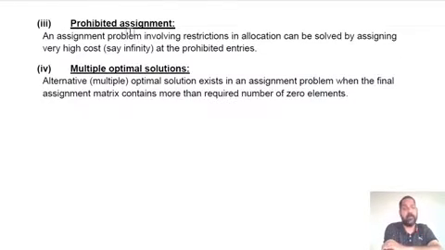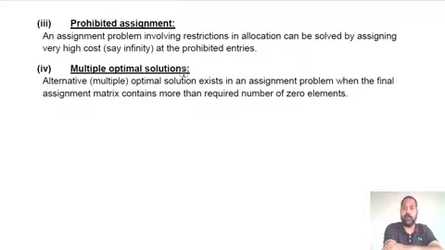The next thing is a prohibited assignment. This also I told you. An assignment problem involving restriction in allocation can be solved by assigning a very high cost, say infinity, to those prohibited entries. Like I told you, I don't prefer doing that. I prefer just putting a dash or an infinity sign and continuing.